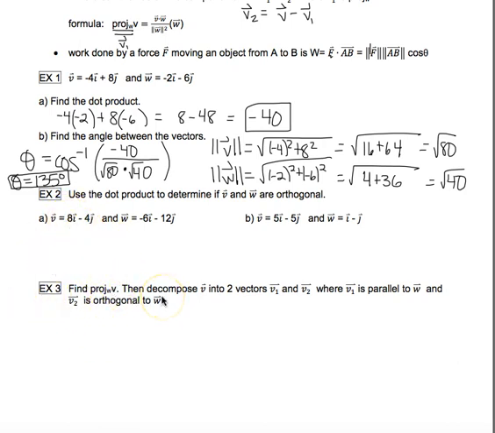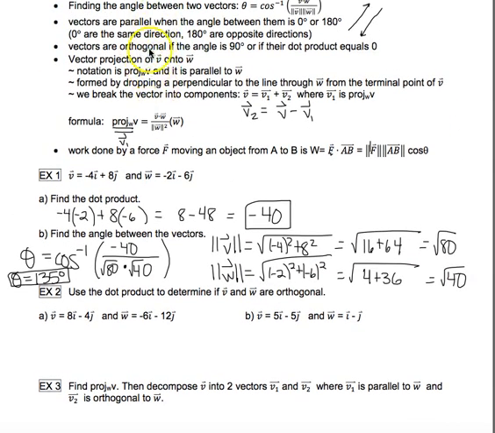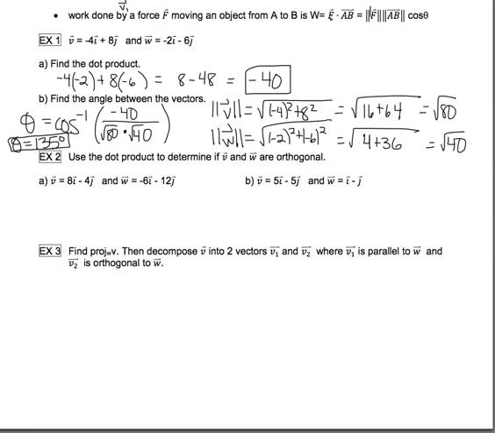Example 2, use the dot product to determine if vector v and vector w are orthogonal. So if we look back at our definition, they're orthogonal if the angle is 90 degrees, which we haven't been told anything about. We could find it like we did here, but that seems like a lot more work than just deciding if their dot product equals 0. So that's what we're going to do, we're going to find the dot product. If it equals 0, they're orthogonal. If it doesn't, then they're not.